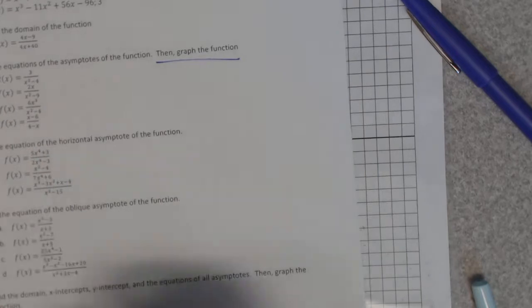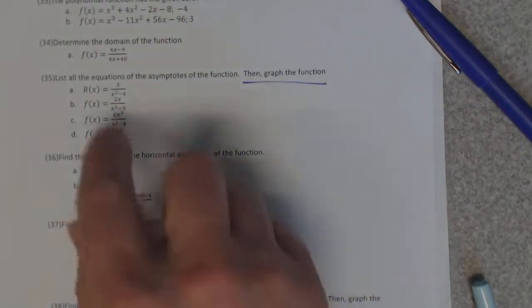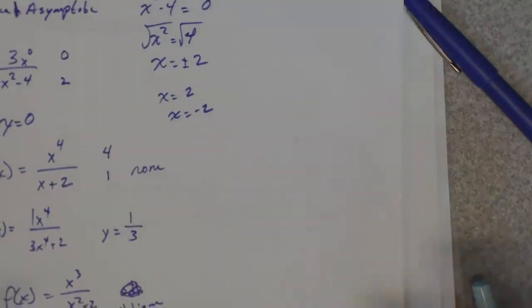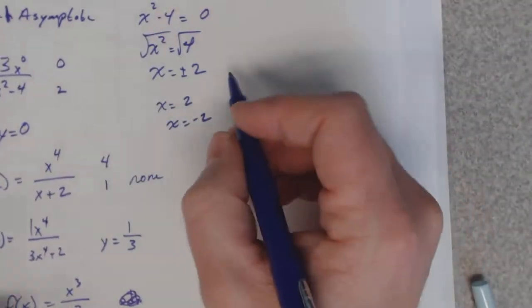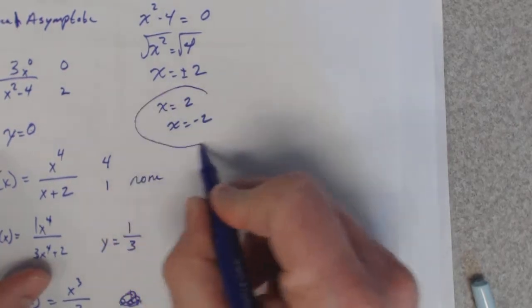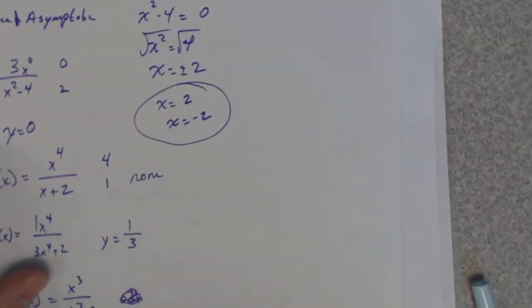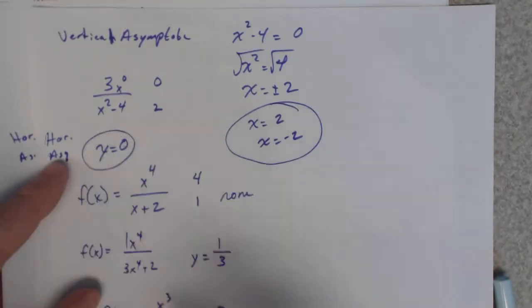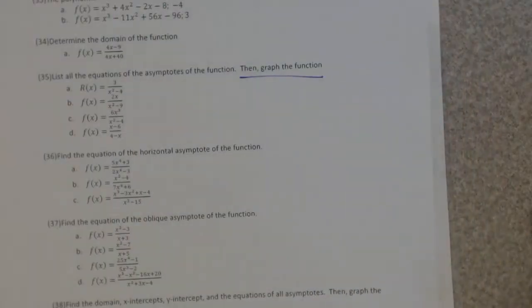Okay, so let's graph the functions. Let's graph these rational functions on number 35. So on number 35, part A, I already found out that there are vertical asymptotes at x equals 2 and x equals -2, and then a horizontal asymptote at y equals 0. So let's put those in first.